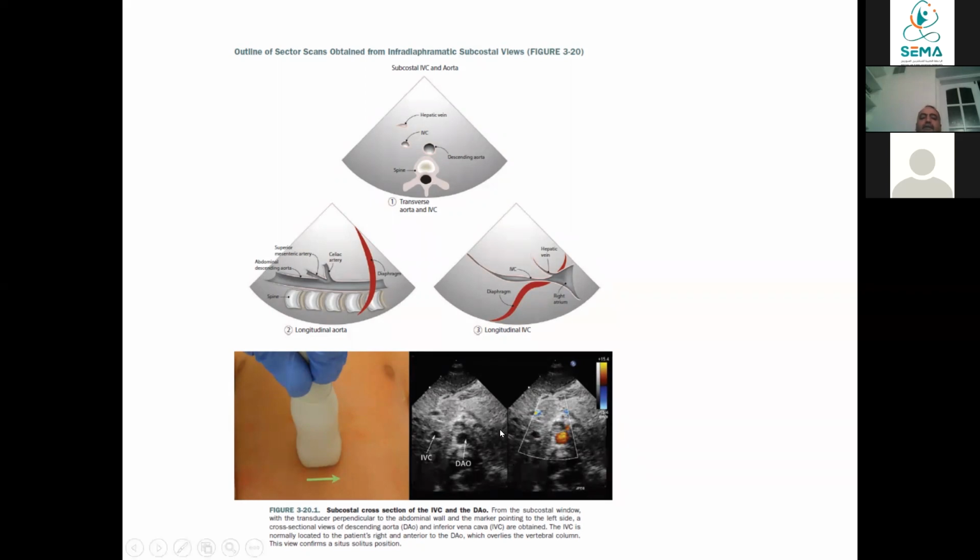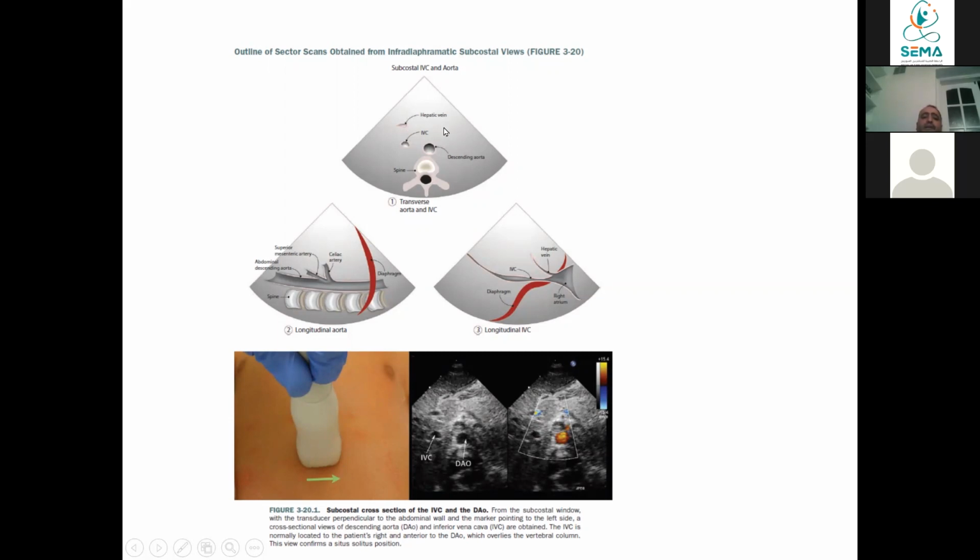You start from the abdomen. So this is the probe, the marker to the left, and you put it at about 90 degrees on the abdomen, with the marker to the left, and you will see this view. So you will see the vertebra, descending aorta, IVC, inferior vena cava, and hepatic vein.